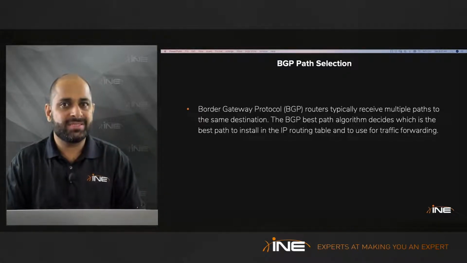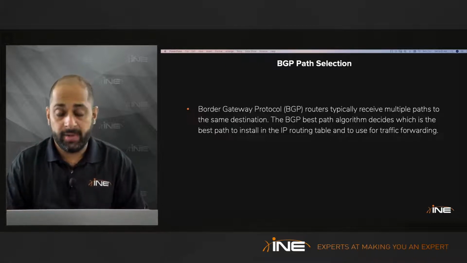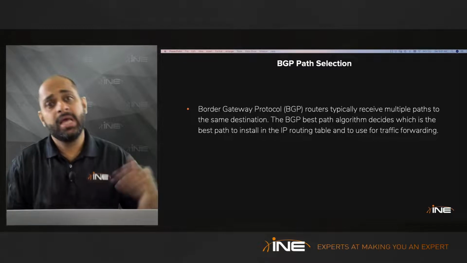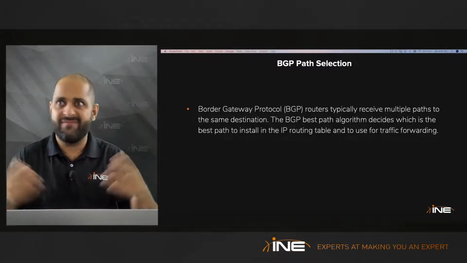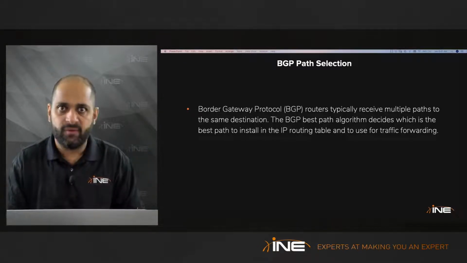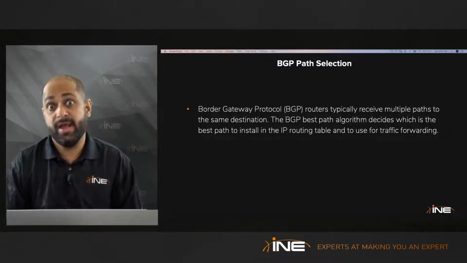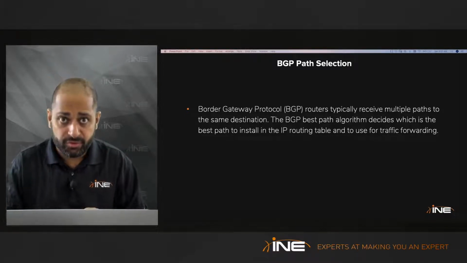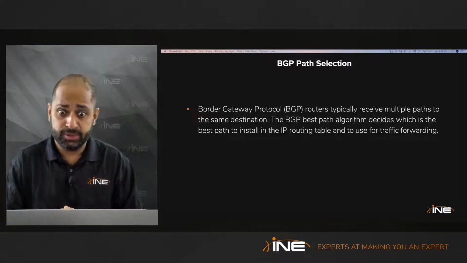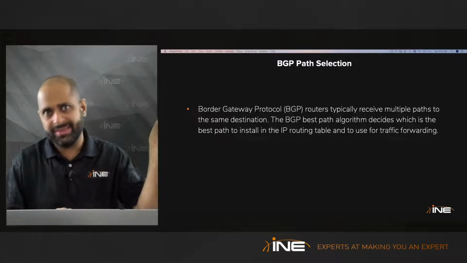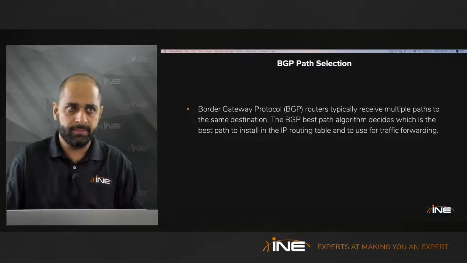Well, BGP does not have a specific metric. For example, OSPF uses a metric for path selection. EIGRP uses K-values, bandwidth and delay by default for path selection. BGP does not have a specific metric. BGP uses attributes to do path selection. So based on the attributes, whichever is the best path goes in the routing table.